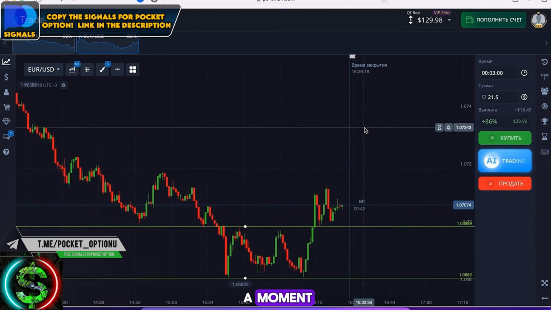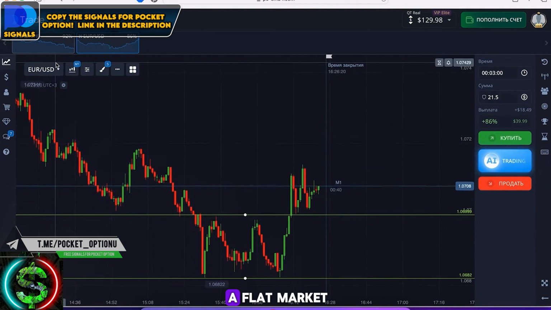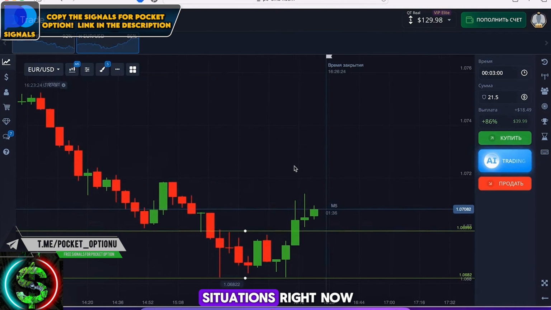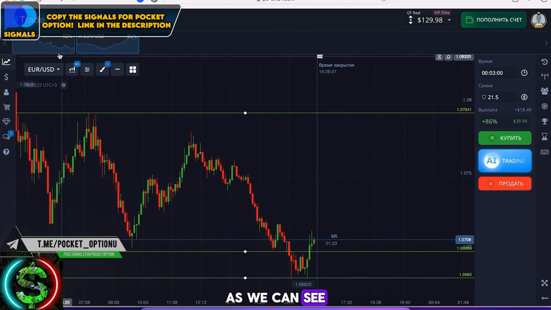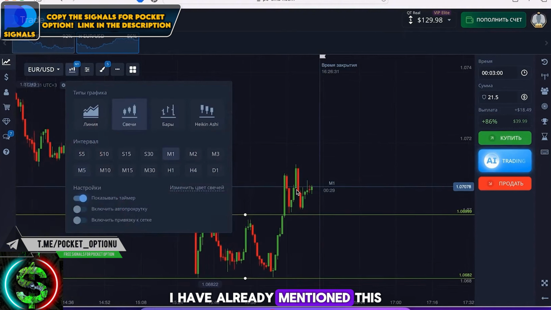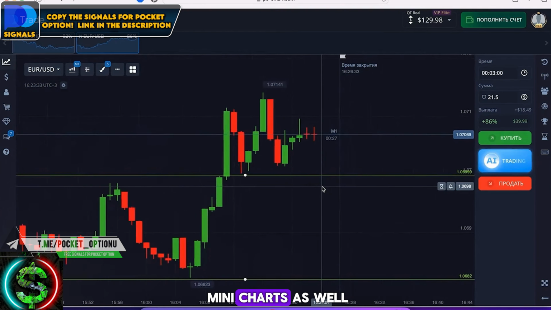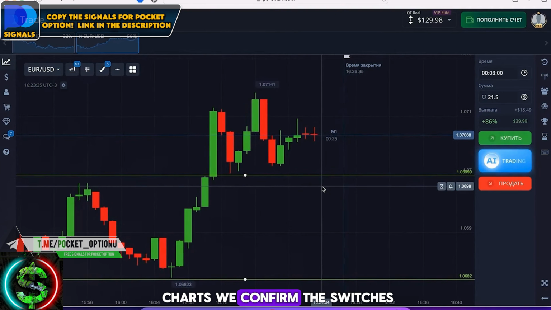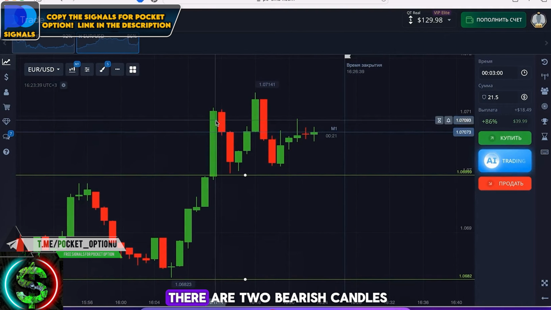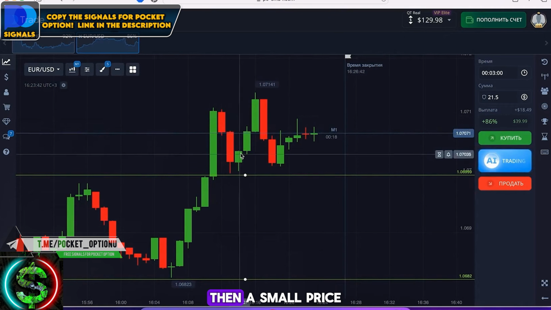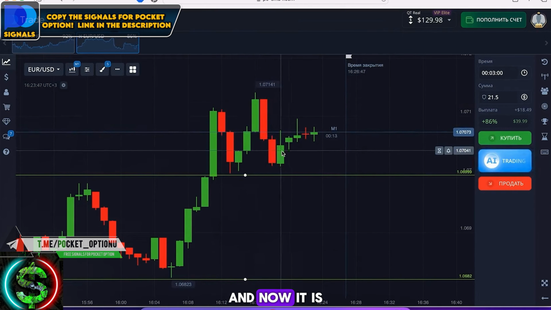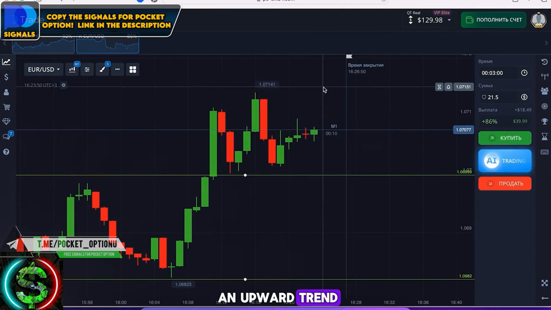And now we have a moment. As usually happens in a flat market when the maximum is broken, there are many such situations. Right now, as we can see, there are 5-minute charts with pullbacks. I have already mentioned this. And here, we have minute charts as well. Look, on the minute charts we confirm the switches, and here we open specifically for short-term trades. Here we see that there are 2 bearish candles. Then a small price compensation occurs. Again 2 bearish candles. And now it is trying to return to an upward trend.